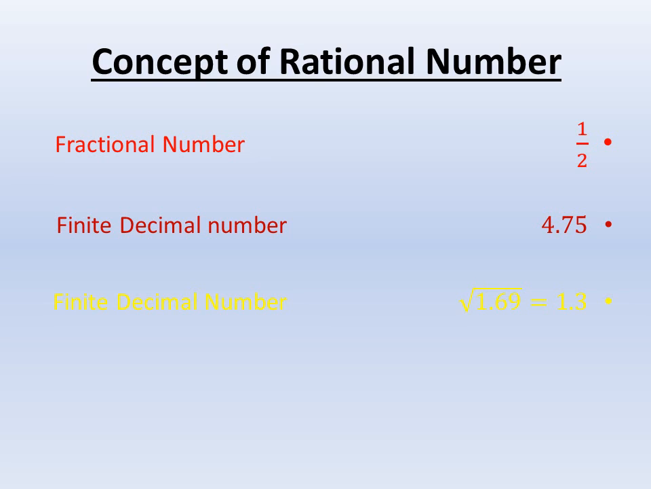Another example of a finite decimal number is the root of 1.69, which is equal to 1.3. And 1.3 is a finite decimal number because it has only one digit after the point, so it is a finite decimal number, and this leads to it being a rational number.